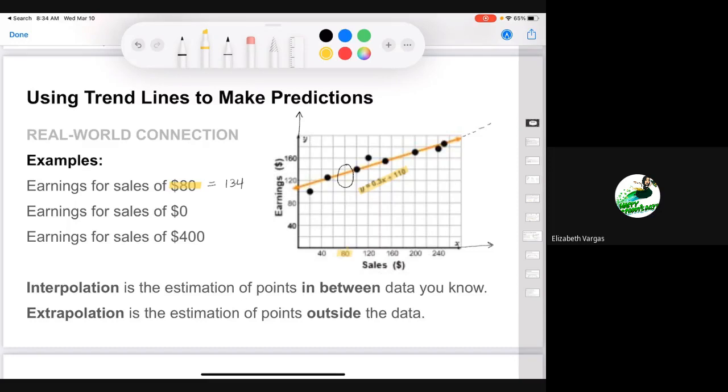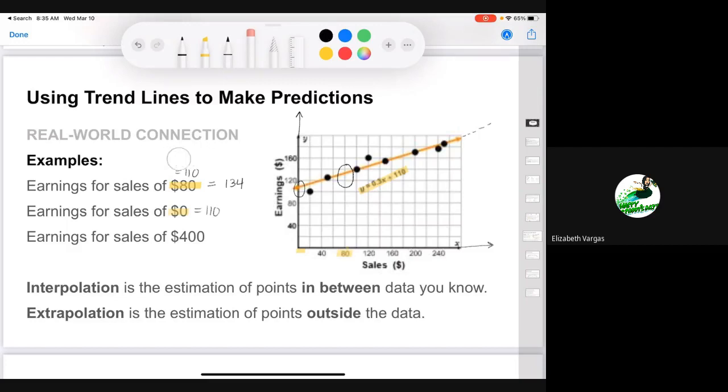What about when I have an earnings for sales of $0? What will my earnings be when I have a sale of $0? Well, 0 is about right here. And as you can see, I'm not given any clear y, and so I can go ahead and plug that in. And that will give me equals to 110.